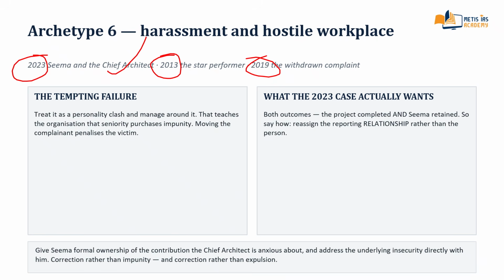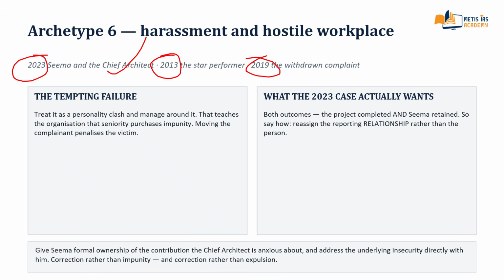What are the options here? Treat it as a personality clash and manage around it. This is the tempting option and it is a failure. It teaches the organization that seniority purchases impunity. Move the complainant, which feels protective but penalizes the victim. Or act through process with protection: engage the internal committee, separate reporting lines so the accused does not control the complainant's work or appraisal, support the person harmed and proceed on evidence against the accused.